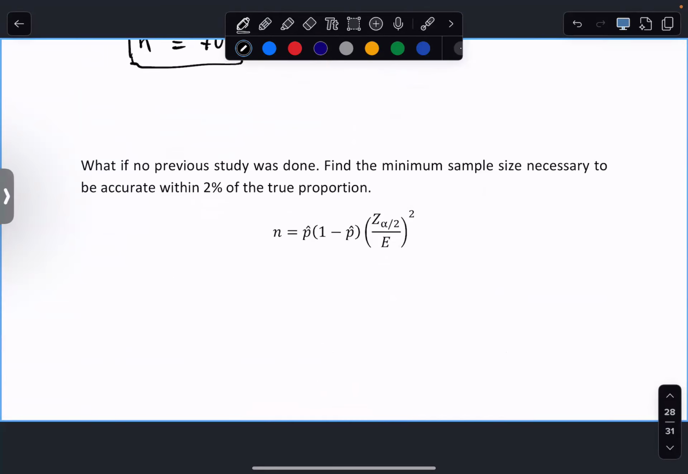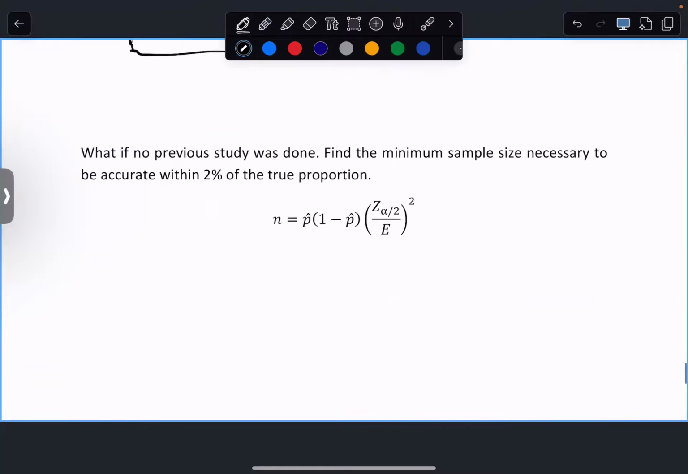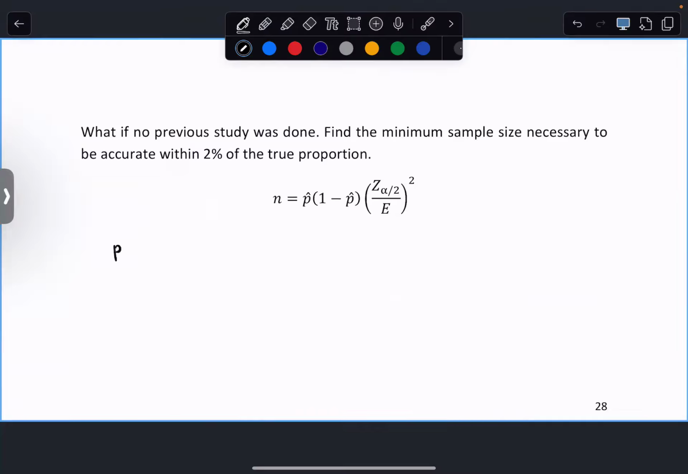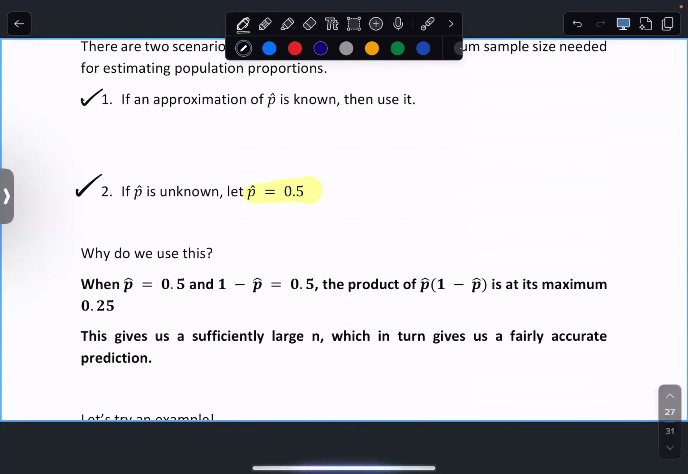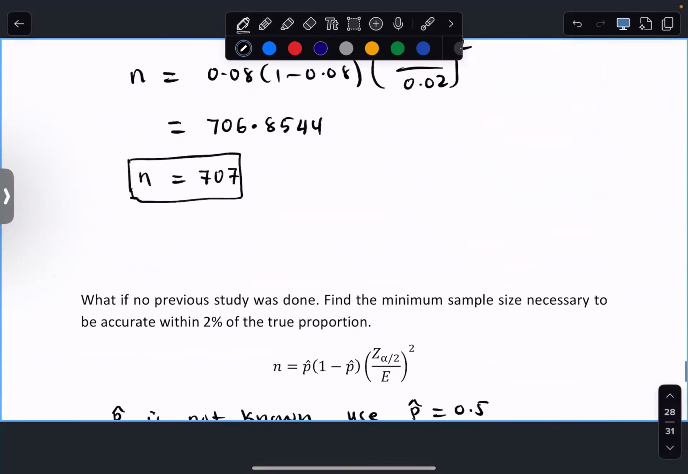Now the next one says, what if no previous study was done? Find the minimum sample size necessary to be accurate within 2% of the true proportion. What this means is that we do not know the p-hat because there was no previous study. So if p-hat is not known, what do we do? Use p-hat equal to 0.5. That's what they said here, right? If p-hat is unknown, let p-hat equal 0.5.